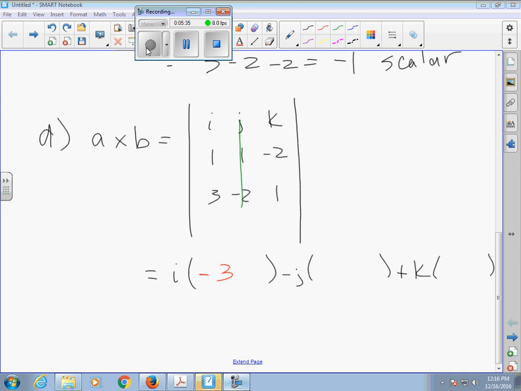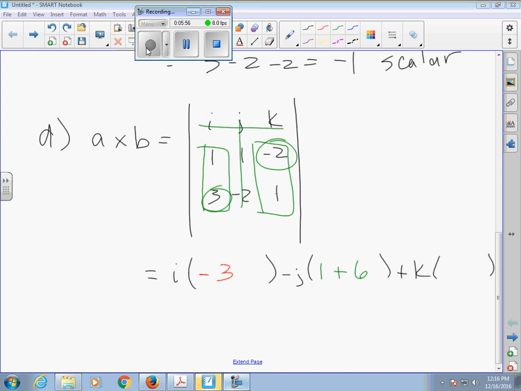So we take J, we cross out the column and the row that J's in, and now we have this, and we do the determinant of that 2 by 2. So that's 1 times 1, which is 1, minus negative 2 times 3, which is negative 6. That minus the negative turns positive, so that will end up being 7. And then we do the same.